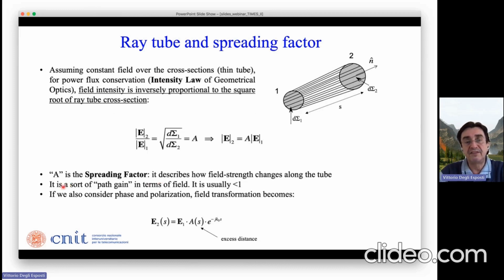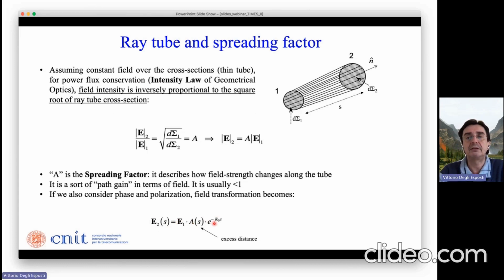If we also consider phase and polarization, we can write the field transformation equation in this way. So the overall phasor of the field at the second cross-section is equal to the product of the field at the starting cross-section, multiplied by the spreading factor and by a proper phase factor.